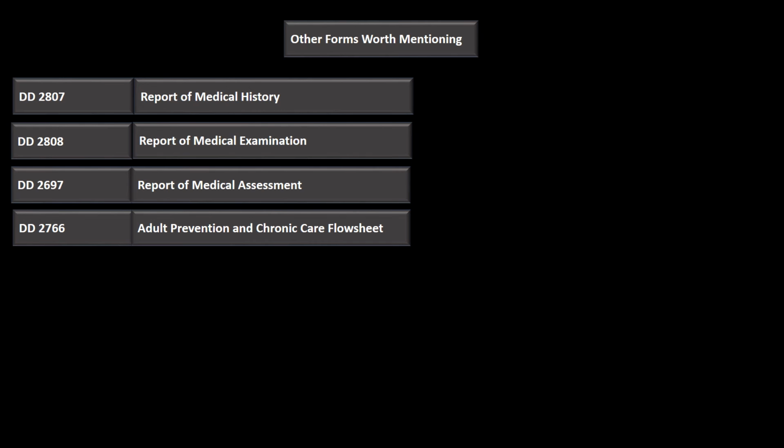The DD 2766, this is our adult prevention and chronic care flow chart. This is found in section 1 of the medical record, and it gives us a snapshot of the patient's health. We've got things like all the health counseling you've done, any kind of medications they're on, any kind of occupational exposures they may have or screenings that they warrant.